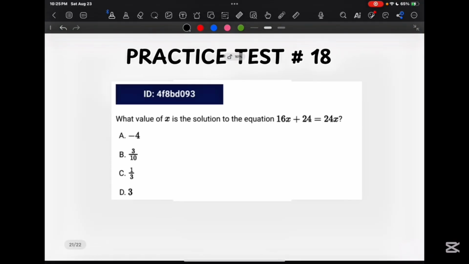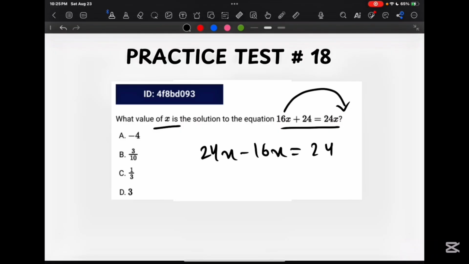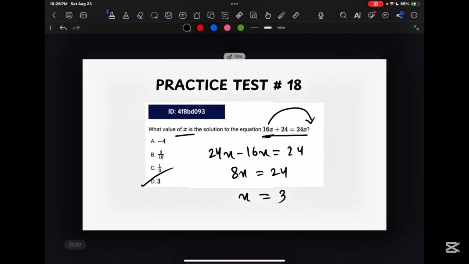Now, what value of x is a solution to the equation 16x plus 24 plus 24x? Okay, so we are asked to find the value of x. So what I did basically was I just took this 16x to the right hand side. Since it was plus 16x on this side, since we are taking it to the right hand side, it's going to be negative 16x. Now 8x equals 24, and then x is going to equal 3. So option D is our answer.